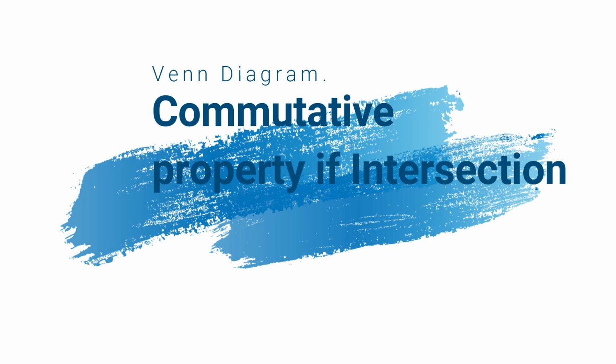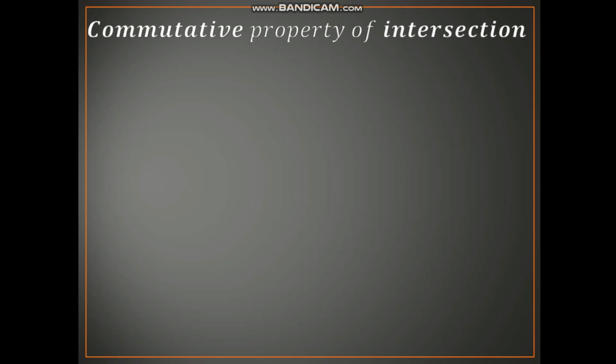Universal set is the biggest set. Now we have to go on the right hand side, commutative property of intersection.